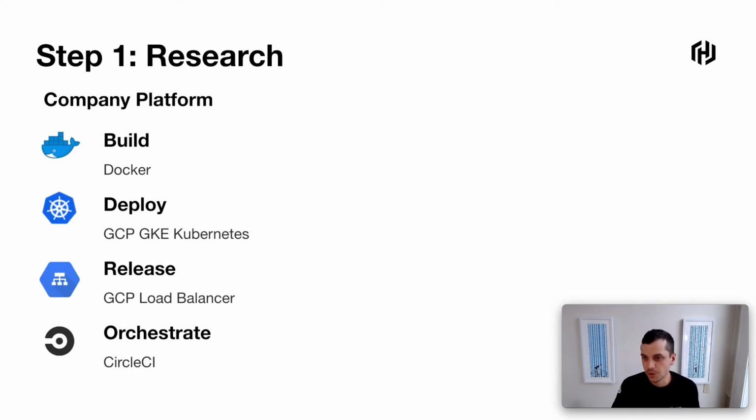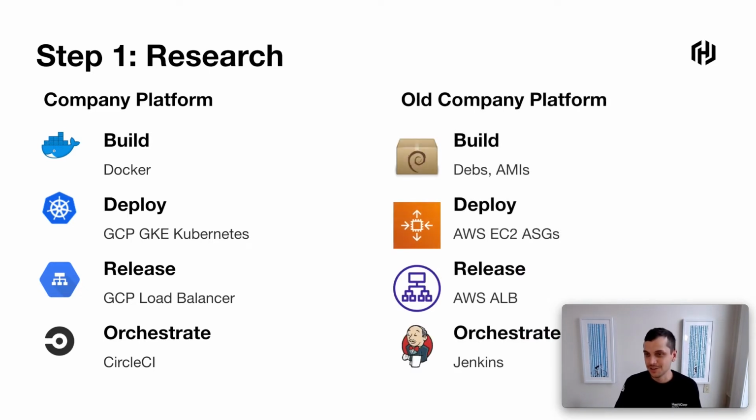But before we deploy, we've got to figure out what deploying means for this company. So Danielle goes, talks to coworkers, looks at other similar repos, reads documentation, and figures out that at this company, deploying means building a Docker container, pushing it up to and running it on a GKE Kubernetes cluster in GCP, releasing it behind a GCP load balancer, and orchestrating all of that through Circle CI. Great. One problem. Danielle doesn't know these tools.